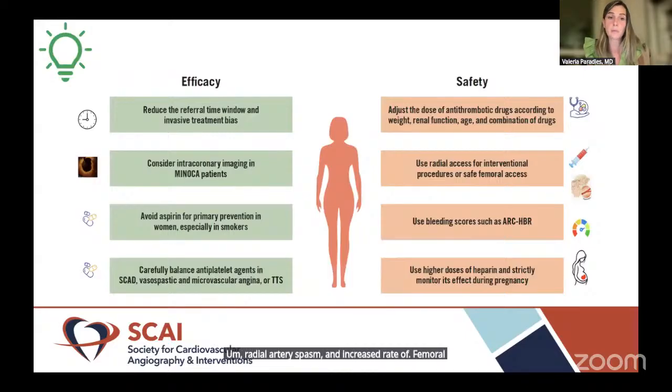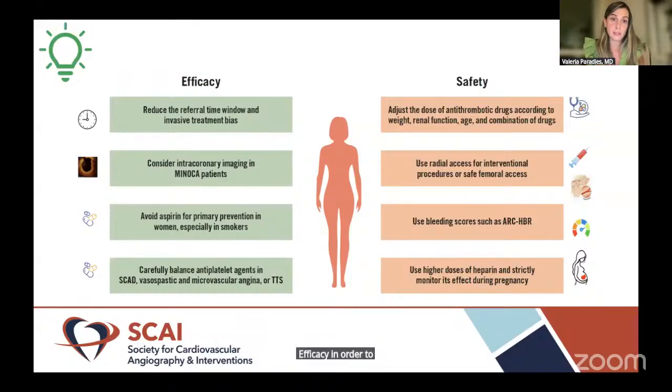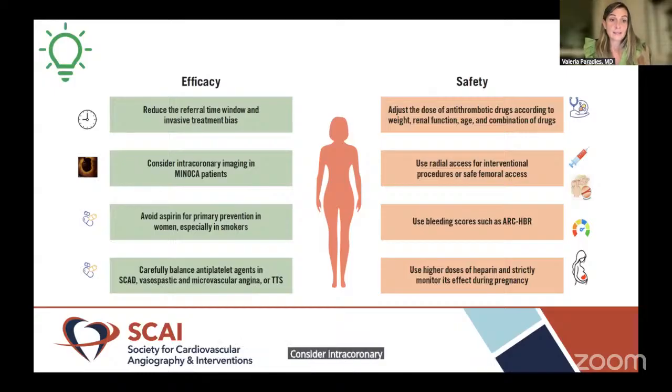So we came up with some proposals in terms of efficacy in order to reduce the referral time window and indeed ensure a timely intervention for women. Consider intracoronary imaging to identify the cause of MINOCA.